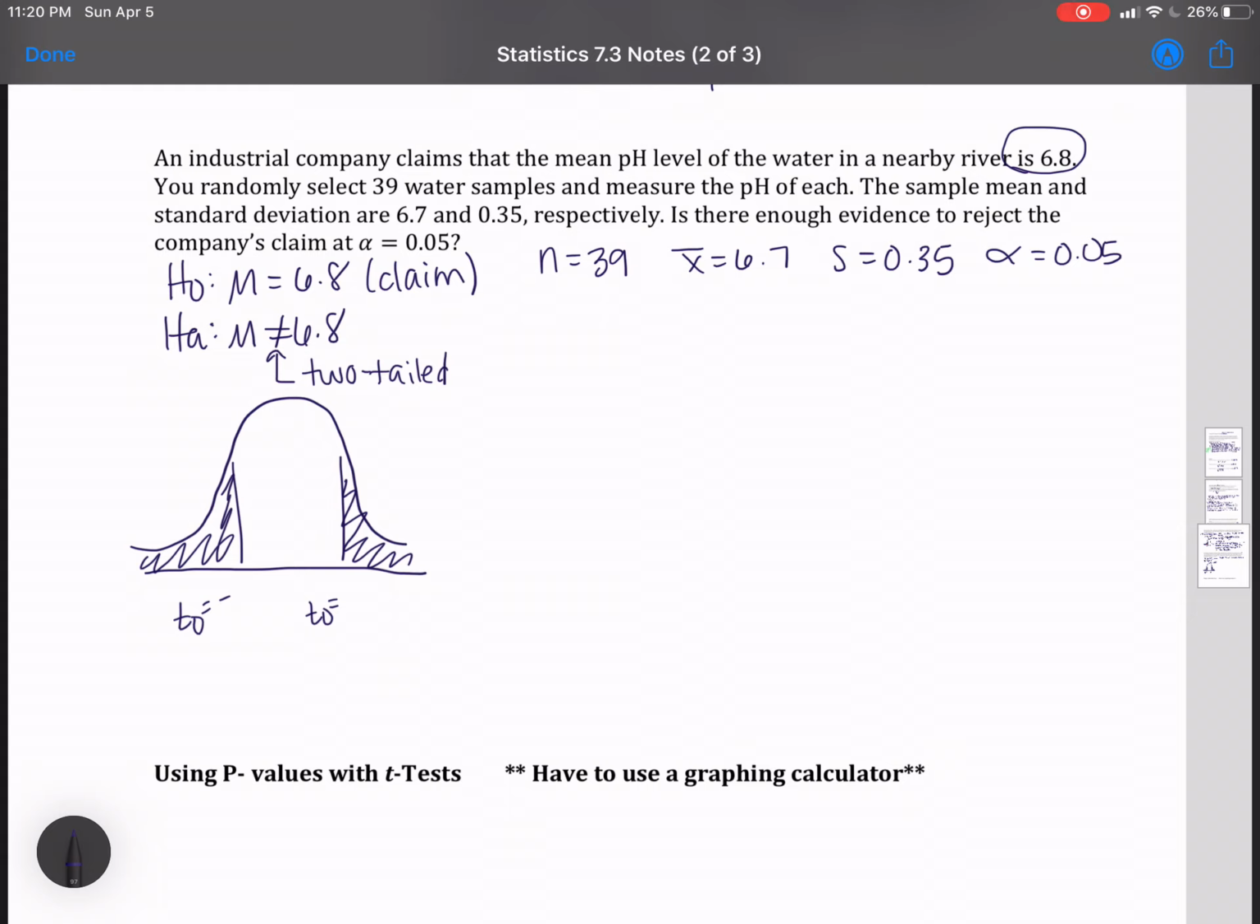Okay, so since n equals 39, that means our degrees of freedom equals 38. And you can find that value in your table 5. If you look at table 5 and look at the row for 2-tailed, degrees of freedom 38 at alpha 0.05, you will find that your critical values are plus or minus 2.024.